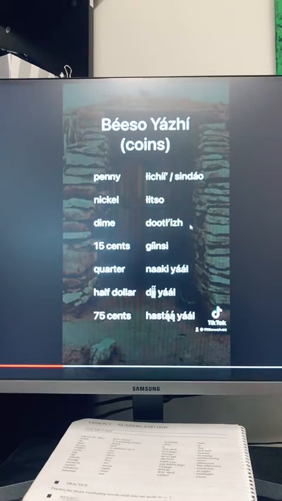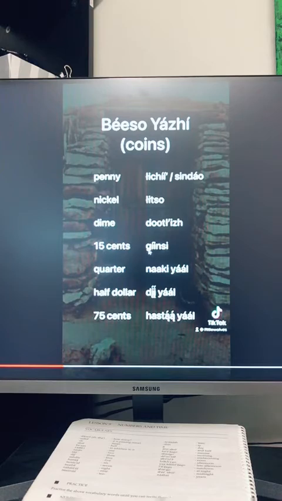And one of the things that I don't know, and I'm sure I've been asked this several times, is where these terms came from. How did the nickel become litso? How did the dime become dot is? I don't know. That is something that I need to research as well. So I don't know the history behind why these were named as such. Okay, so dot is 15 cents.